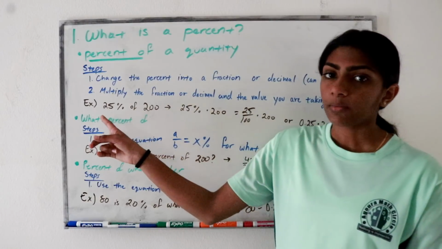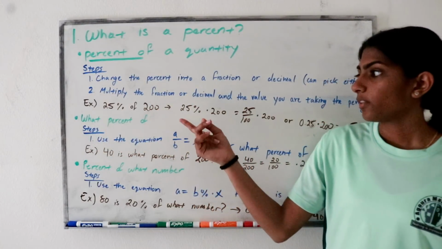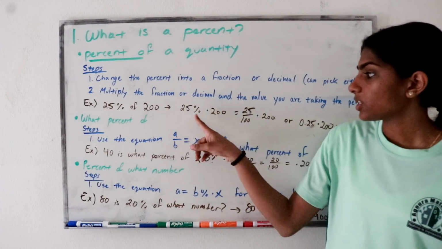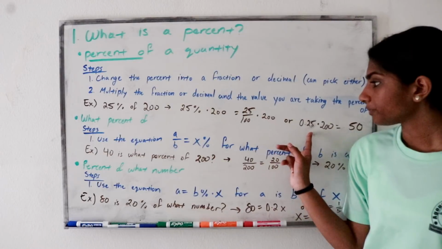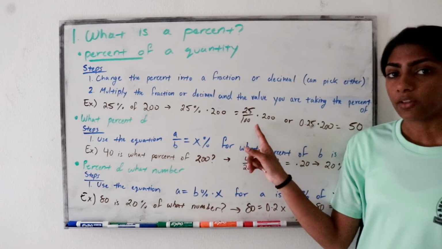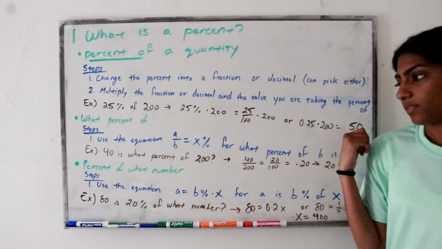So here, in this example, it's asking what's 25% of 200? So first thing you're going to do, you know that you're just going to multiply the percentage by the quantity. So turn this percentage into either a fraction or decimal. So 25 over 100 or 0.25. Then multiply it by the quantity that it's giving you. So 0.25 times 200, and your answer is 50.